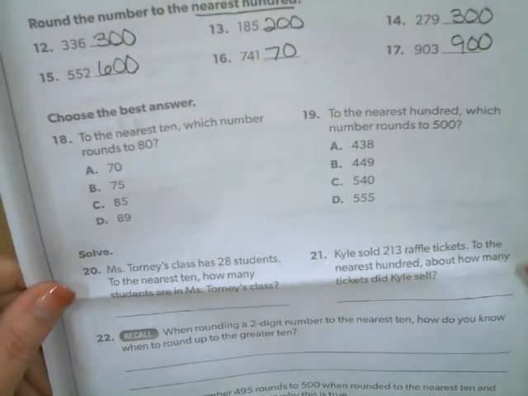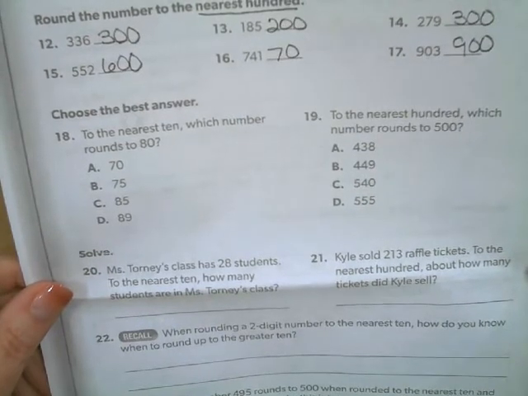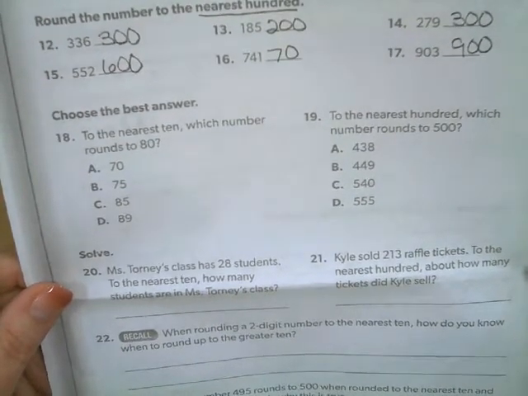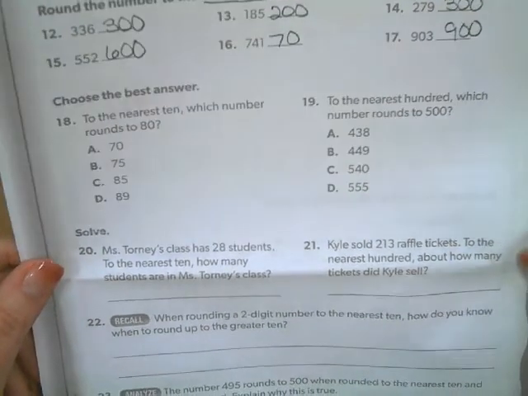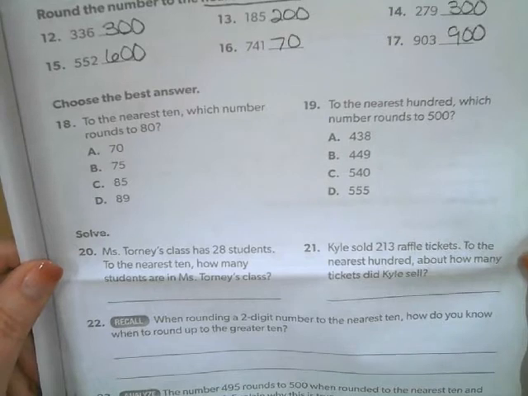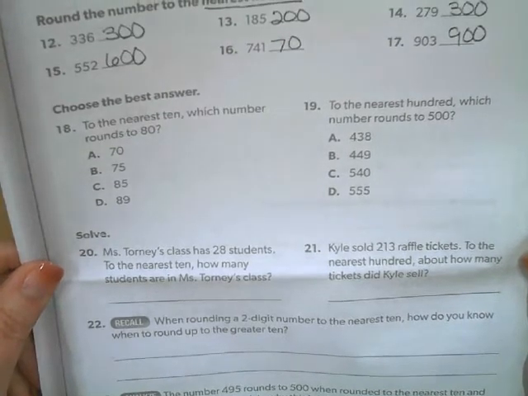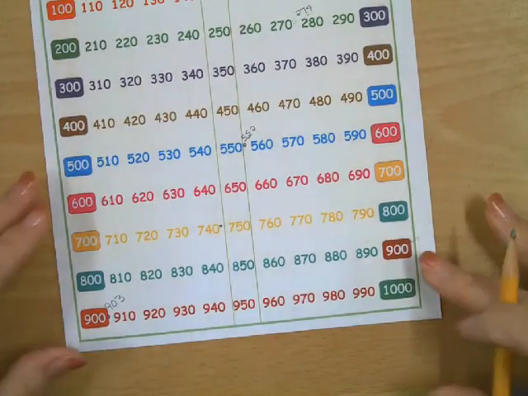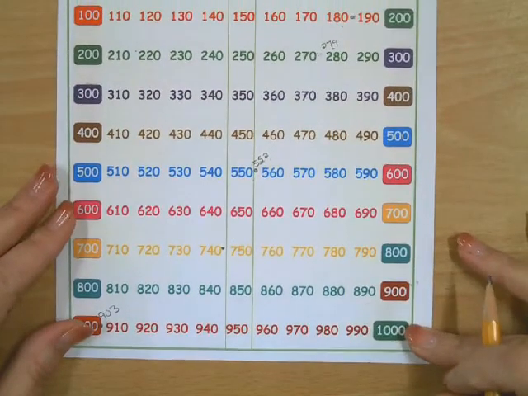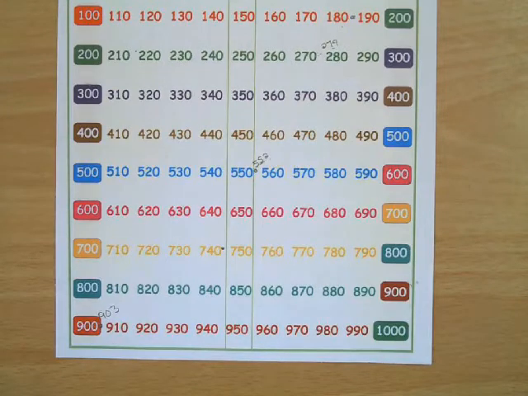Okay, I'm going to skip to number 21, and it says Kyle sold 213 raffle tickets to the nearest 100. About how many tickets did Kyle sell? So, got the same idea. We want to know where 213 would be. Nydia? We want to round it to the closest 100. So where is 213 going to be?